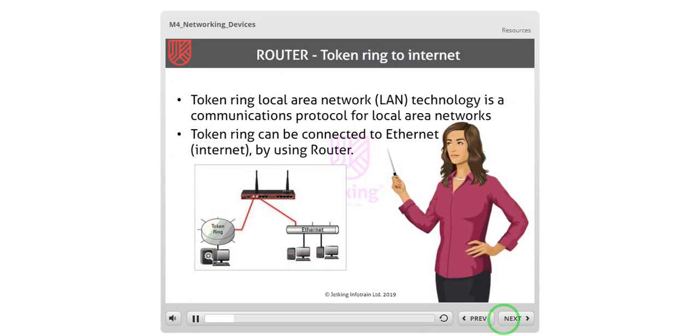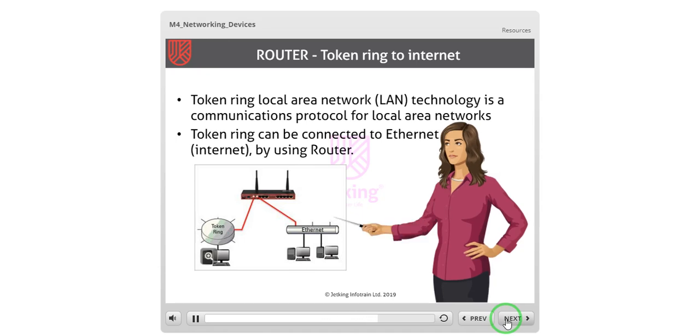Token Ring Local Area Network technology is a communication protocol for local area networks. Token ring can be connected to Ethernet by using a router.